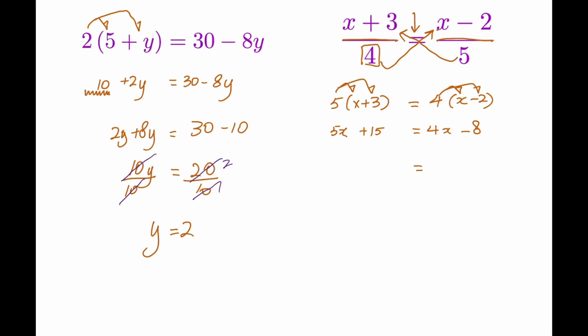So move numbers on one side and unknowns on the other side. So this 4x, let's move: 5x minus 4x, because it was positive there. So if you move it, it becomes negative. Negative 8 minus 15. 5 apples minus 4 apples, you get just 1. How about negative 8 minus 15? Please click calculator. Yep, you get negative 23. Good.